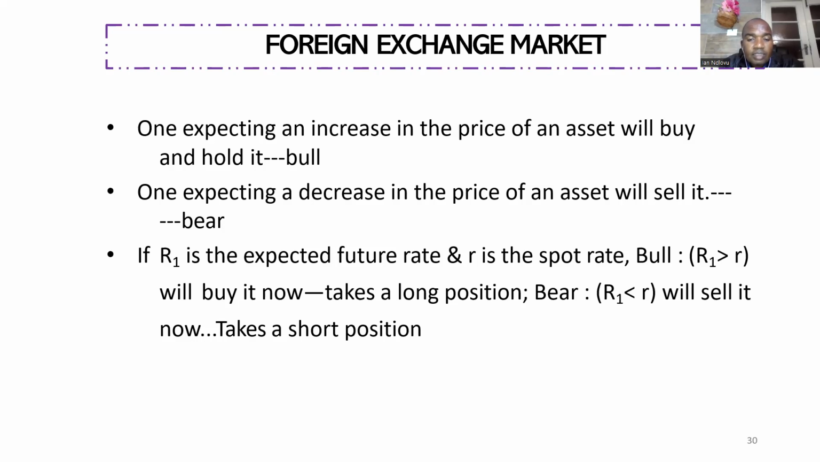If R1 is the expected future rate and small r is the spot rate or the current exchange rate, a bull expects the expected future rate to be greater than the current spot rate. And as a result, a bull will buy the asset now. That is, take a long position with the hope of offloading the asset at a later time when the price actually increases.